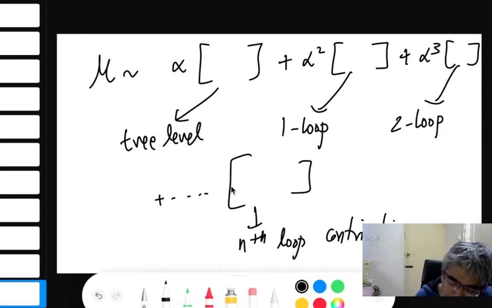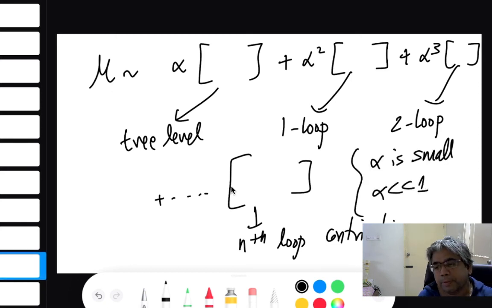If you have processes measured at very high precision, only then will we be worried about these nth loop contributions. This series is a convergent series. This is a very vague statement, and it's not even completely correct, because alpha is much smaller than one, so you would think that this is a convergent series. It depends also on the process, and it could be complicated. But for most processes, we only have to worry about one loop or two loop maximum. We don't worry about higher order processes.